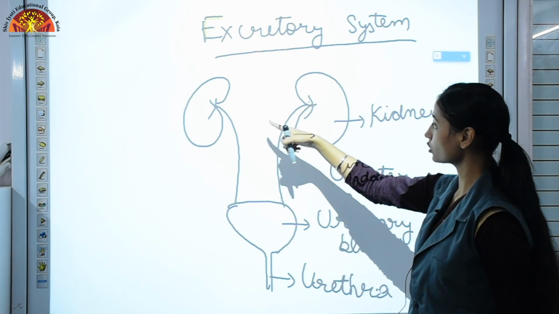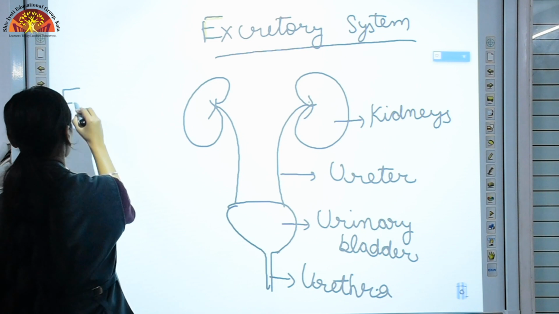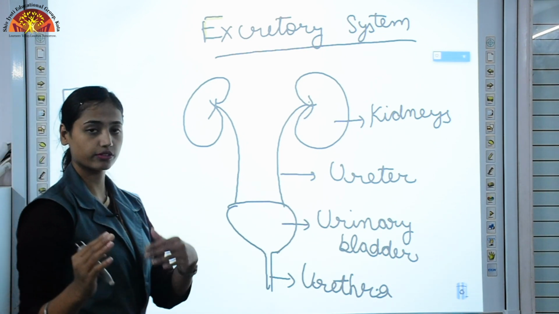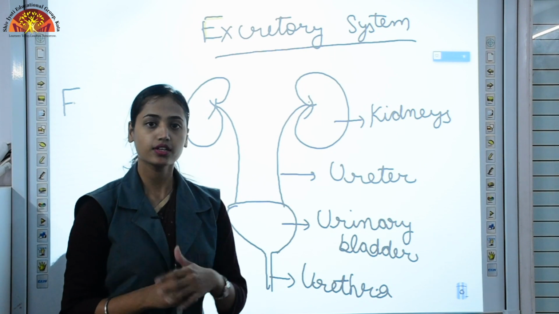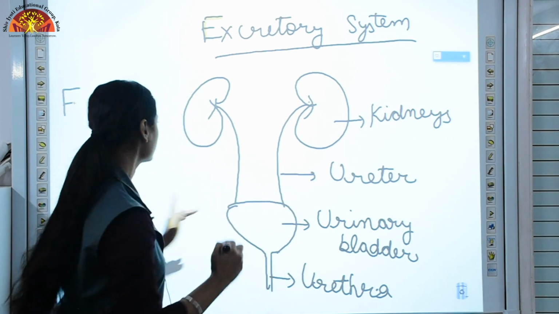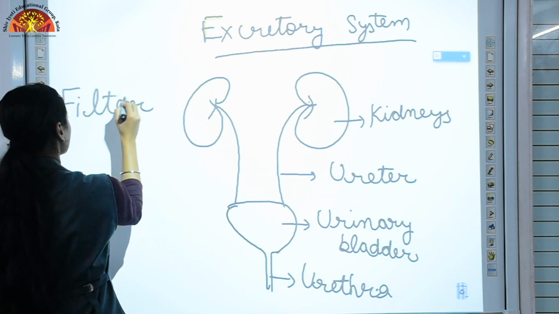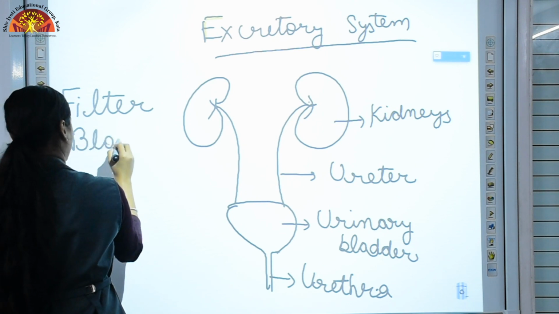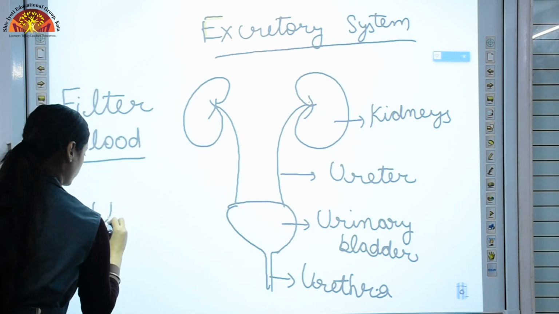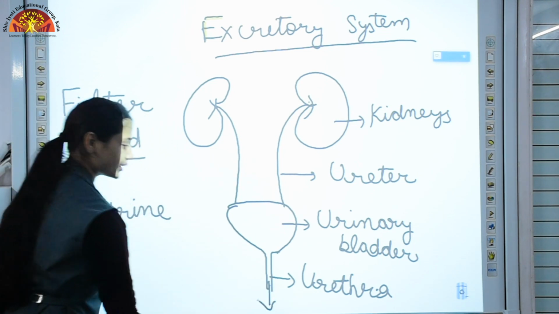So what is the role of the kidney? It filters our blood. Like before drinking water, we filter it first. What is the purpose of filtering water? We remove the dirt particles and whatever microorganisms are present. So the role of the kidney is to filter blood, and it forms urine which is passed through the urethra.